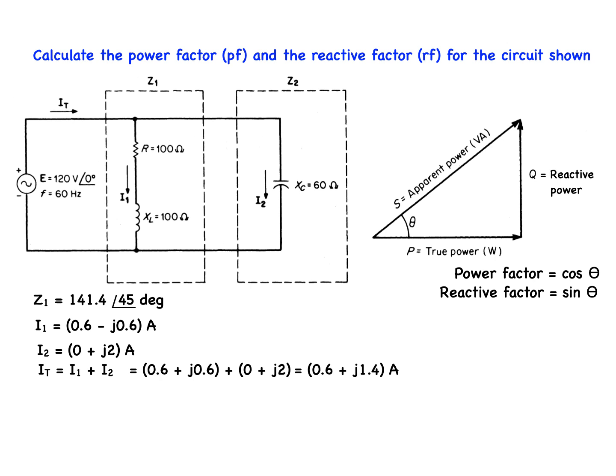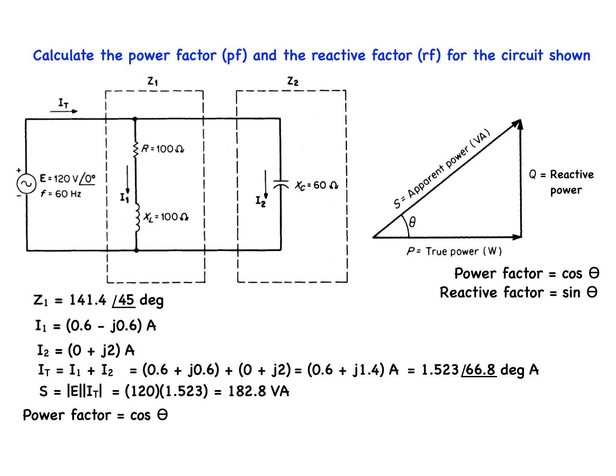That equals 1.523 at 66.8 degrees amps, and 66.8 degrees is known as the power factor angle. S now is equal to the magnitude E times the magnitude IT, which is 120 times 1.523, which equals 182.8 volt amps. The power factor is equal to cos theta, which is equal to cos 66.8 degrees.